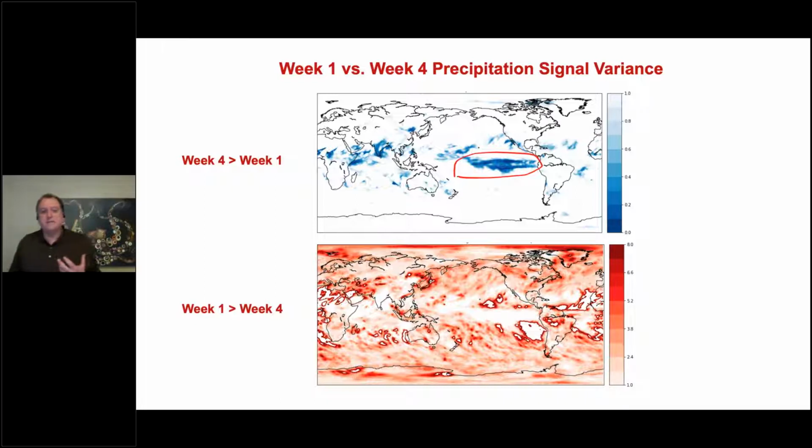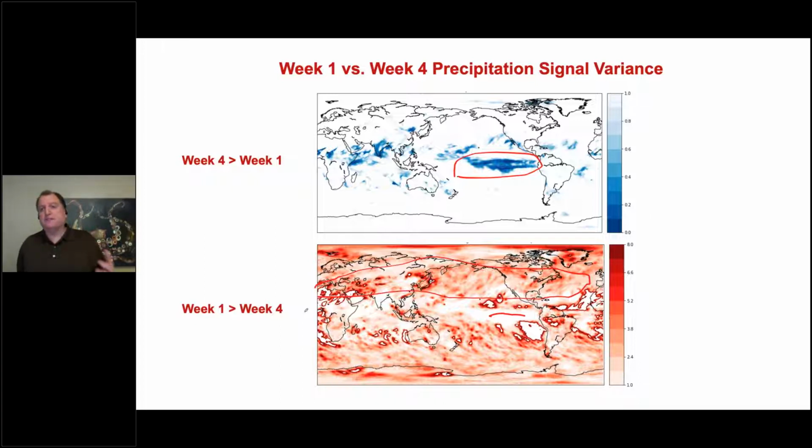This bottom plot is again showing that ratio, but now it's only showing values greater than 1. So this is when the signal variance in week 1 is larger than week 4. And of course, in the deep tropics, it's nearly 0 and there's nothing plotted, because the week 4 variance is larger. But you see in the extratropics, there's this ubiquitous increase in the week 1 variance over week 4. And so one of the things we wanted to think about is, why is this precipitation signal variance falling off so rapidly in the extratropics?